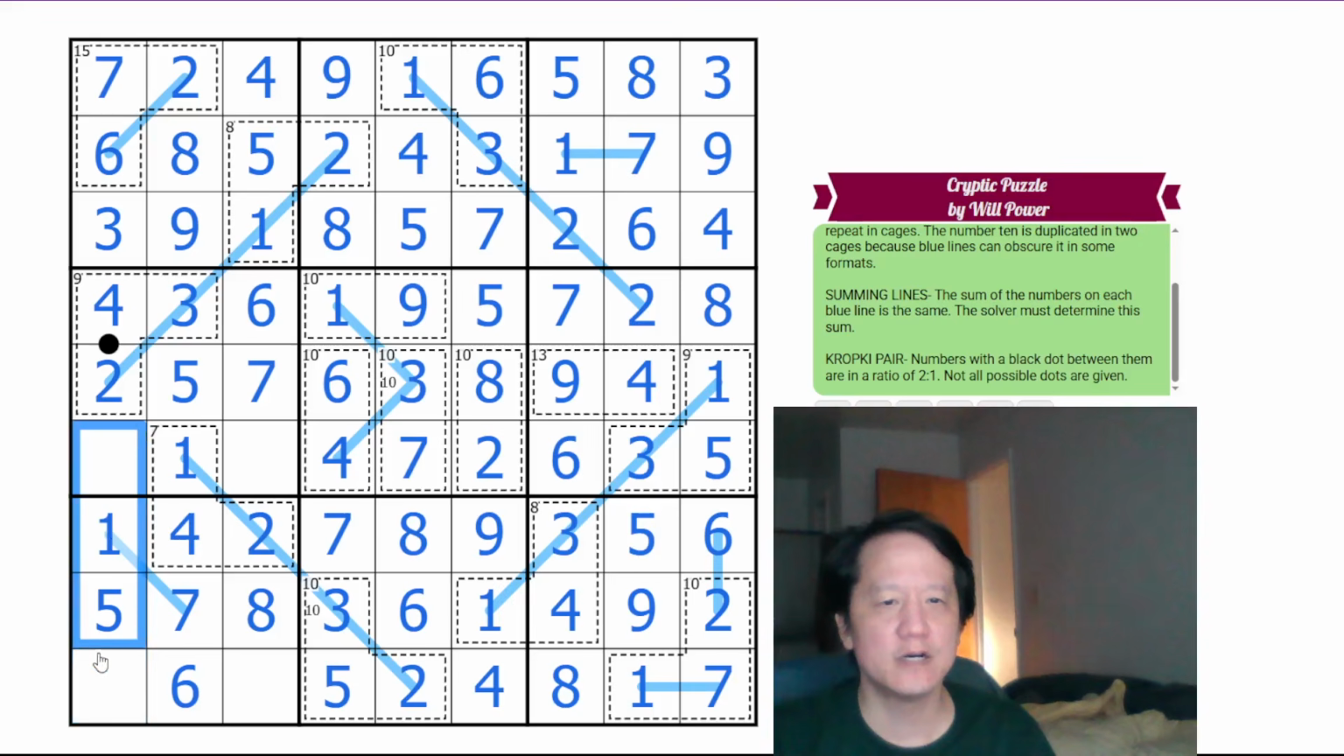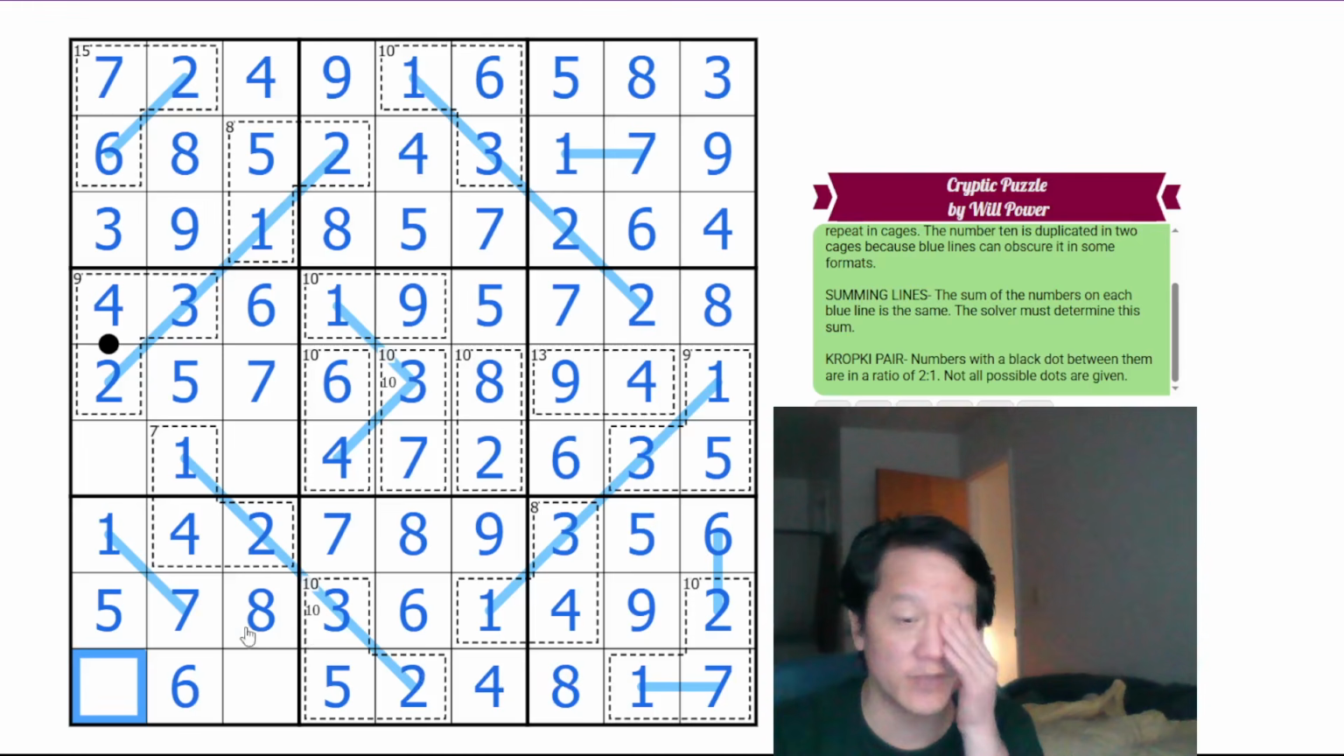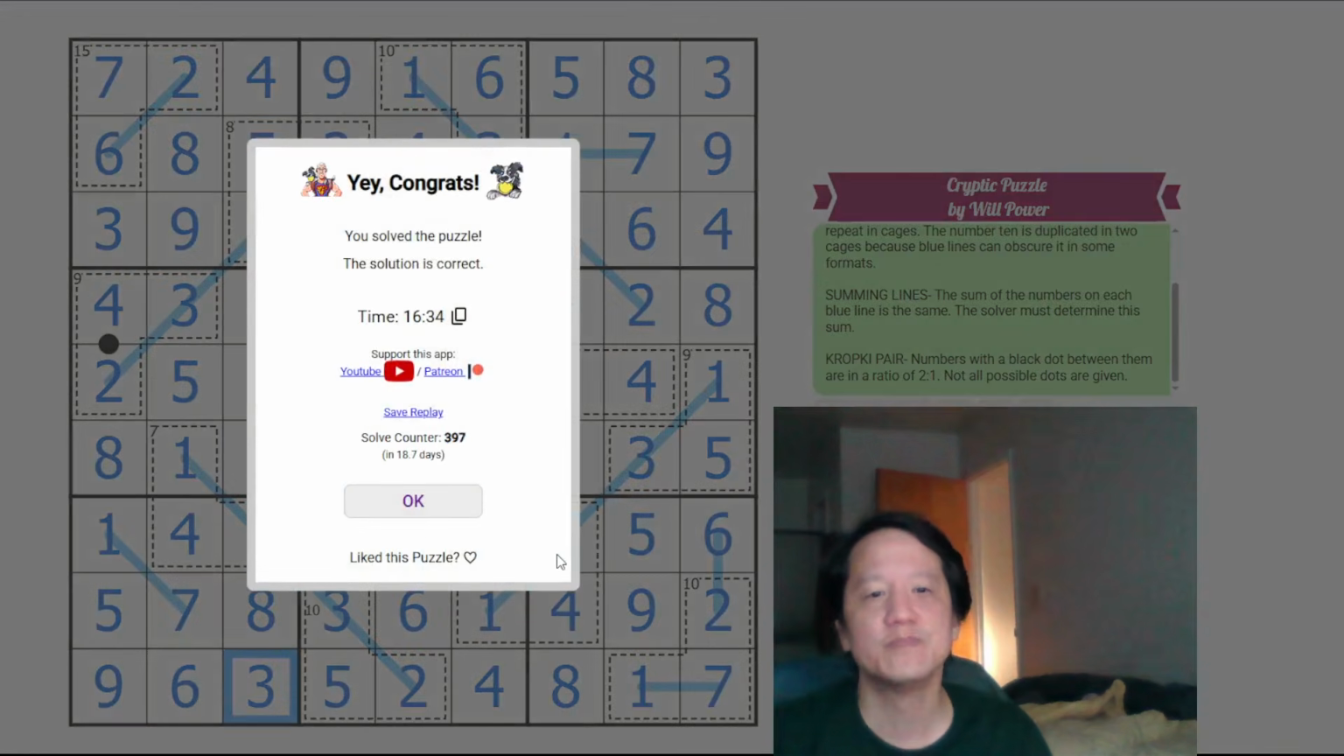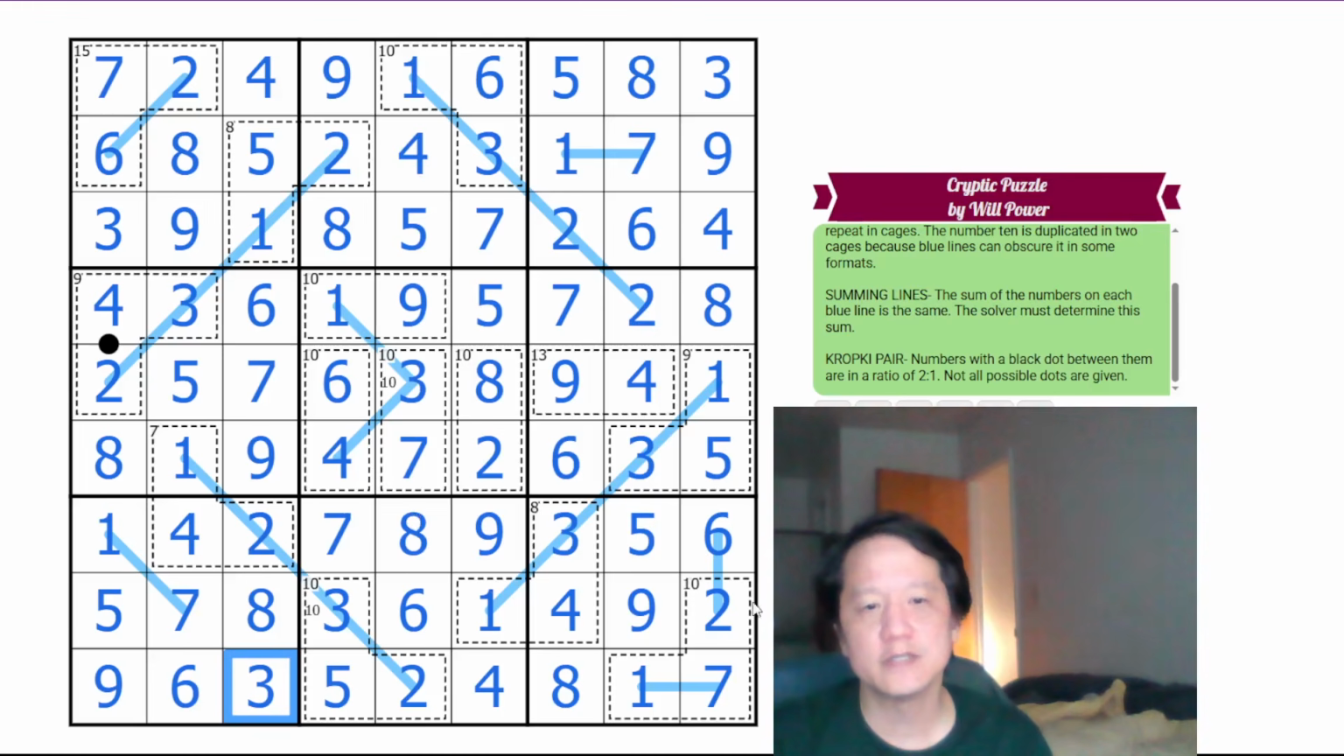Remaining digits in column 1 are 8 and 9. This can't be 8 because of 8 in the box or row. So that's 9, that's 8 there, which leaves that as a 9. And this as a 3. And that's how you solve it.